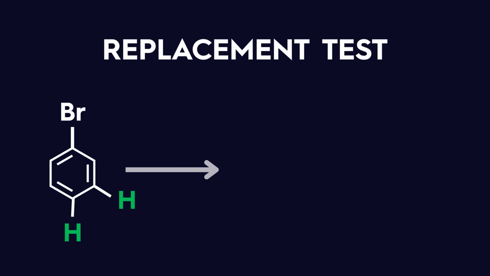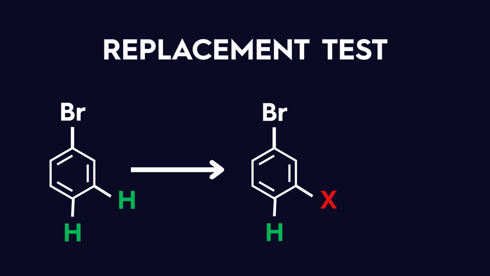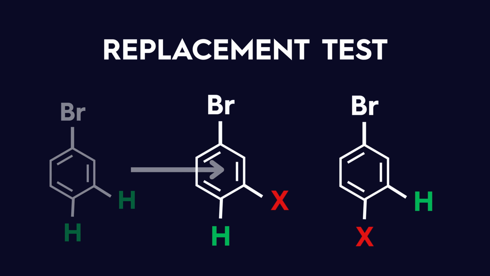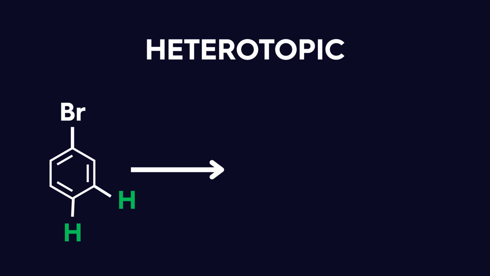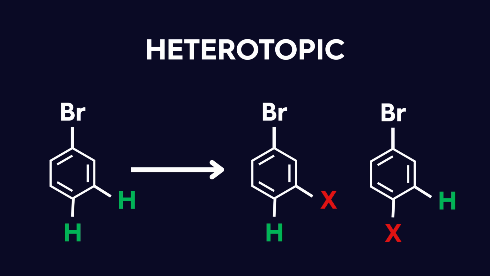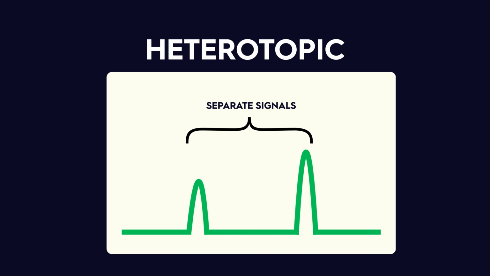Replace one proton with a dummy group X, then the other, and compare the two new molecules. That comparison tells you whether the original protons are equivalent or not, and if not, what kind of non-equivalence they have. Consider case 1, heterotopic. If the replacements give different constitutional isomers, the protons are heterotopic, chemically inequivalent. They appear as separate signals.